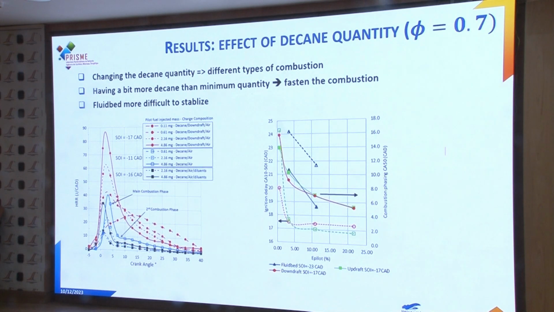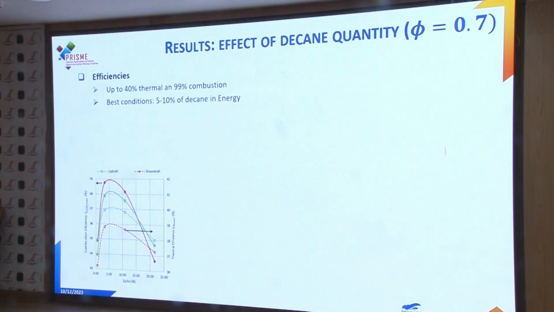For the fluid bed, we only have 2 points. It's very difficult to stabilize, so it was not possible to do the full analysis. The IMEP was higher, so for the next I will only focus on the downdraft and updraft compositions. For the efficiency, we have up to, again, 40% of indicated efficiency for the updraft composition and almost 99% of combustion efficiency. And the best condition is for 5 to 10% of decane in energy.